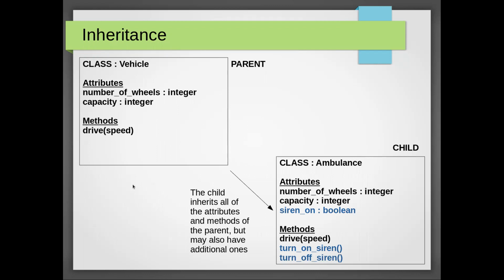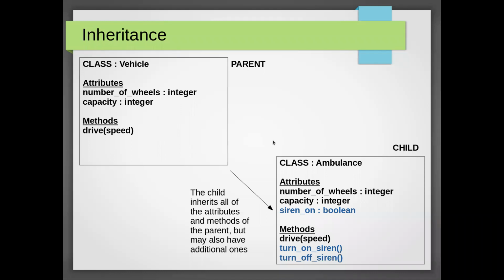Let's imagine we've got a class here called vehicle, and it's got a couple of attributes. It's got the number of wheels, which is an integer, and it's got a passenger capacity, which is also an integer, and it's got one method, which is to drive at a certain speed. And let's imagine we want to create an ambulance class that has all of that. It's just got a few little extras. So in addition to these attributes, it's also got a Boolean to indicate whether the siren's on or not. And it's got a couple of extra methods, one to turn on the siren and one to turn off the siren. But in all other ways, it's identical to a vehicle class.